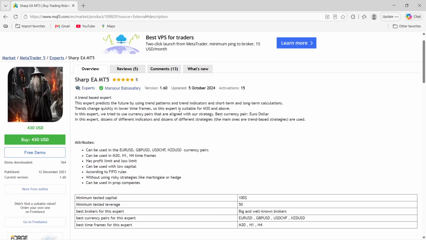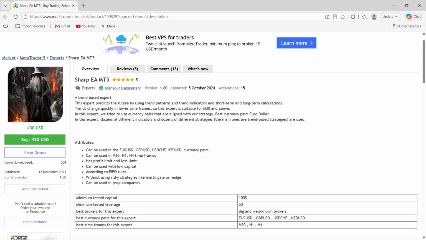As you can see from what the developer holds, it's a trend-based expert. This expert predicts the future by using trend patterns and trend indicators and short-term and long-term calculations. It said that trends change quickly in lower time frames, so this expert is suitable for M30 and above. That's a 30-minute time frame.